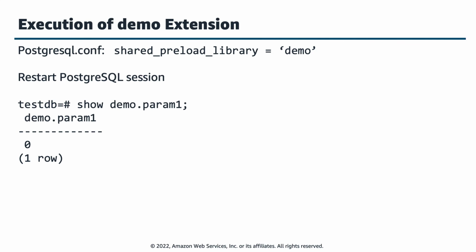In this particular case, if I use show demo.param1, it shows the value has been set to 0, because that's what I set as the default value in the code. If this returns an error, then the parameter was not found or your library was not found, so it's not available on the system.